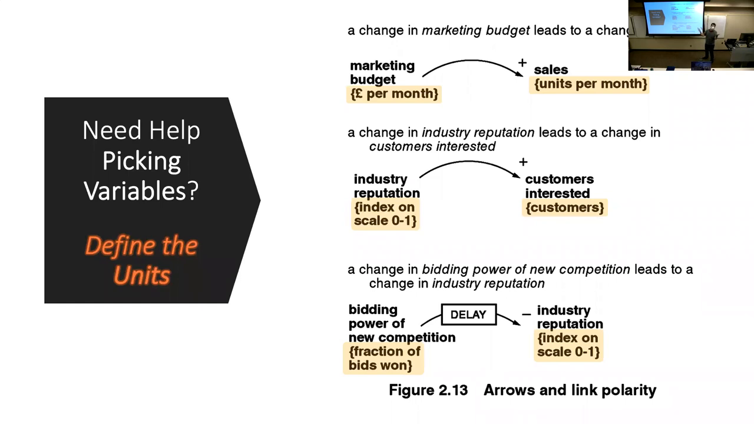So you have to imagine a hypothetical index. You could, in theory, build some reputation index that adds together a bunch of measurable things. Things like bidding power of new competition seems like a weird one, but I could actually measure the bidding power. Like, how often do they win bids? If they win a lot of bids, they have a lot of bidding power. They're doing really well. So that's something I could measure. And then again, the reputation here. So adding units is a good step to figuring out that you've got a good variable. Any questions on this? That makes sense, adding units?